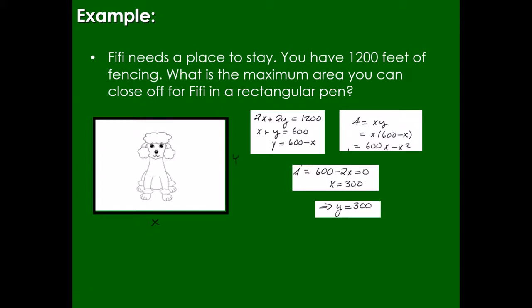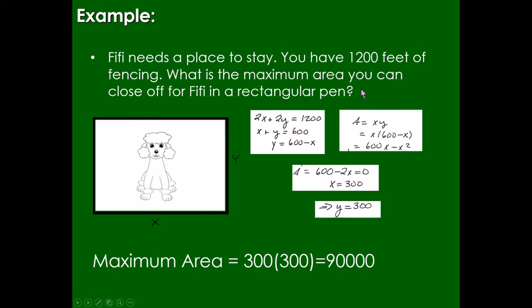At this point I go, okay, what were they asking me again? I need to go back and look at the question. Were they asking me for the dimensions? Yay, I have it. No, they asked me for the maximum area, so I don't have it yet. So the maximum area is x times y. So I have to multiply x times y. The maximum area is now 90,000 square feet. That's a lot. Anyway, 90,000 square feet.